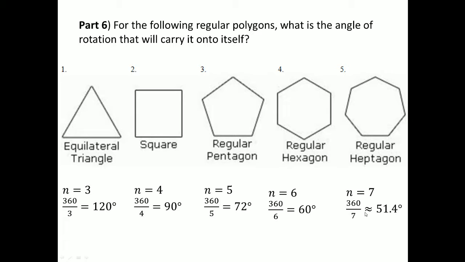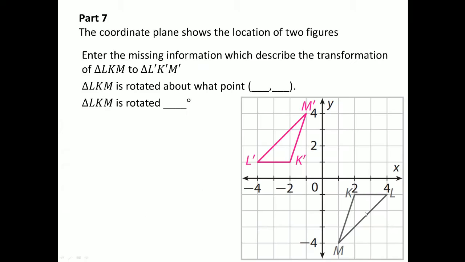That was part 6. Again, you just have to memorize that formula: 360 divided by N, or S. Part 7. The coordinate plane shows the location of 2 figures. Enter the missing information which describes the transformation of triangle LKM to triangle L prime K prime M prime. Triangle LKM is rotated around what is the center of rotation?